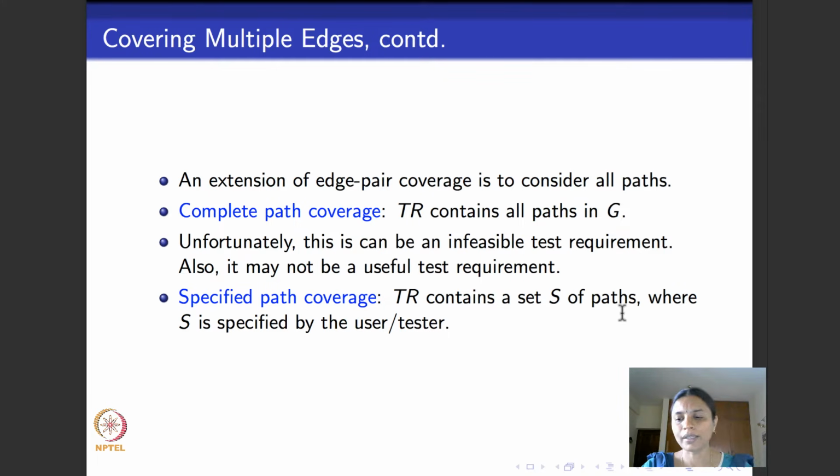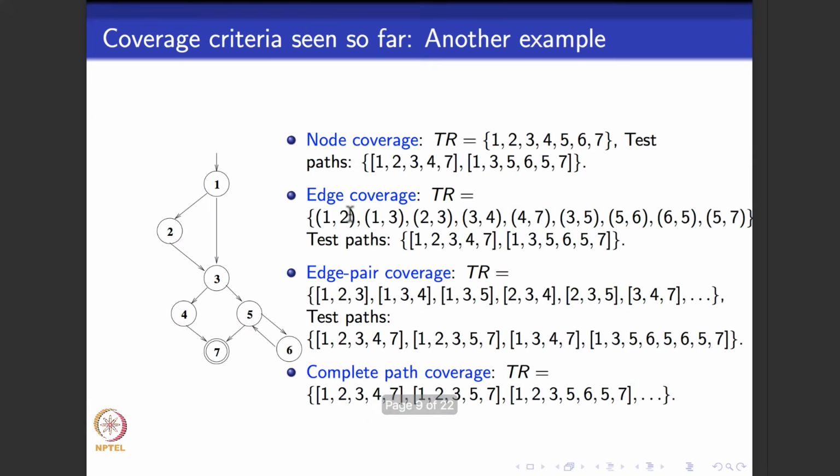So we'll now move on and see what is one specific useful specified path coverage. Before that, I'll give you another example just to recap all the coverage criteria that we've seen so far. What are the structural coverage criteria that we saw so far? We saw node coverage, edge coverage, edge pair coverage, and complete path coverage.